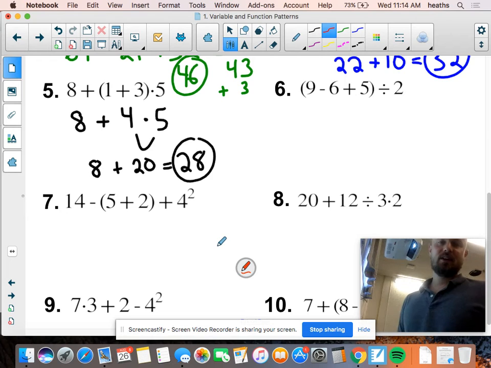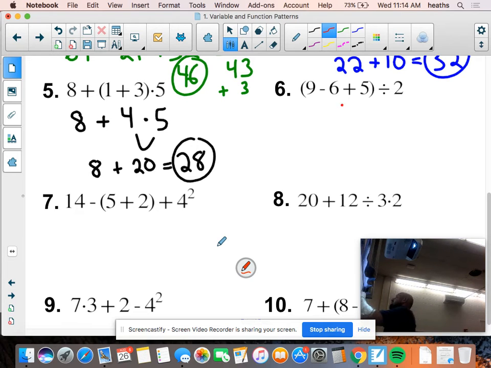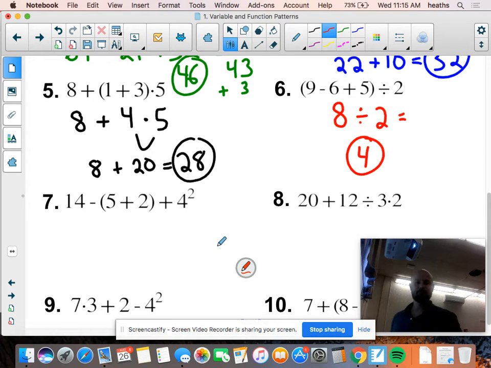Number 6, we have a big parenthesis here. We have 9 minus 6 plus 5. So we got to get that parenthesis out of the way first in the order of operations. I know that 9 minus 6 is 3, and then 3 plus 5 is going to give us 8. So just taking care of that parenthesis, we narrowed that down to 8. Now all we have to do is divide by 2, which gives us a final answer of 4.